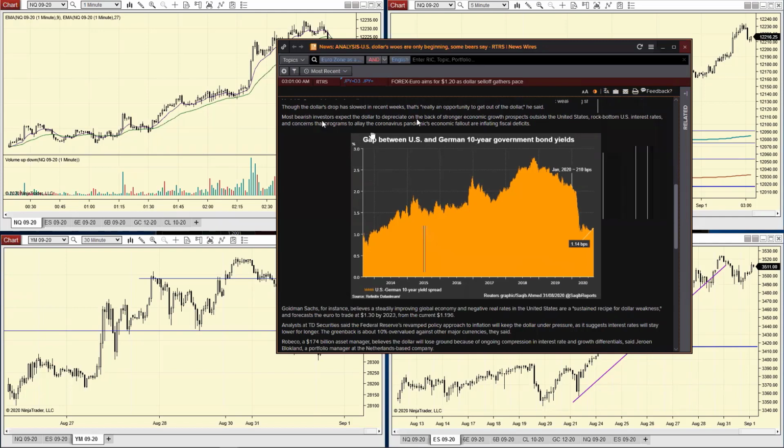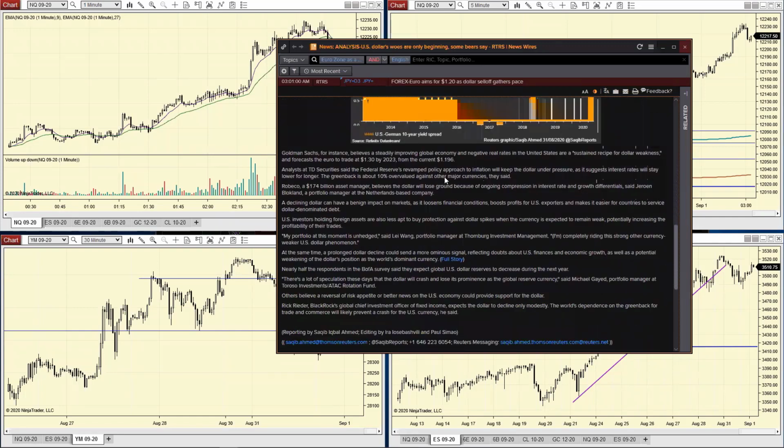Twit Longer. Most bearish investors expect the dollar to depreciate on the back of stronger economic growth outside the United States.